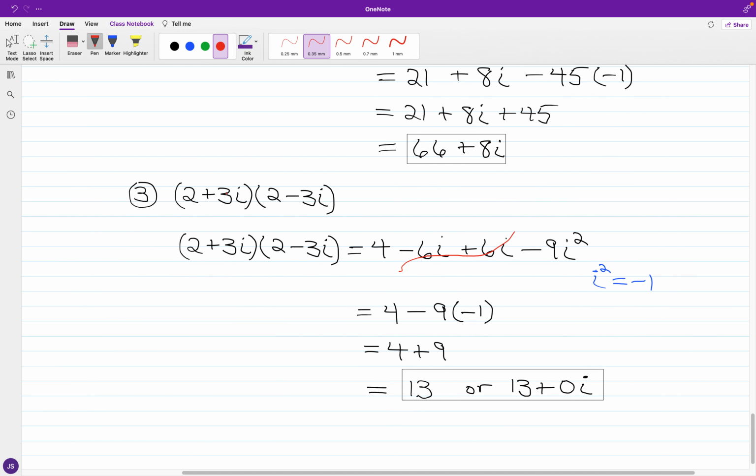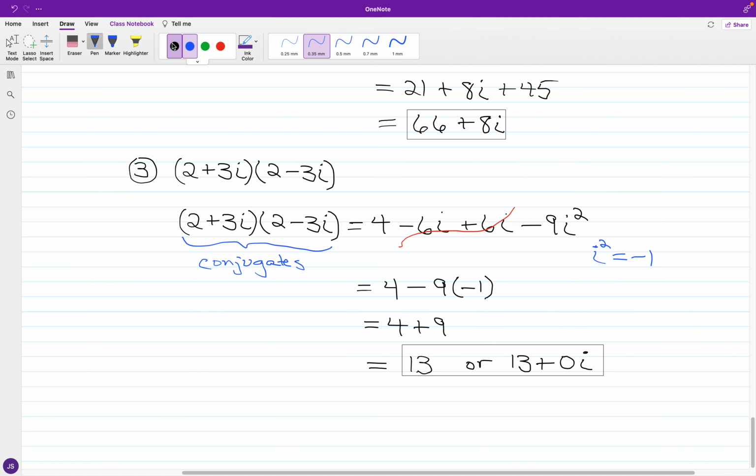And I mentioned just a moment ago, like with 2 plus 3i and 2 minus 3i, those are what are referred to as conjugates. And so just taking what we have in terms of the purpose that they serve, we have the category of what we have with complex conjugates.